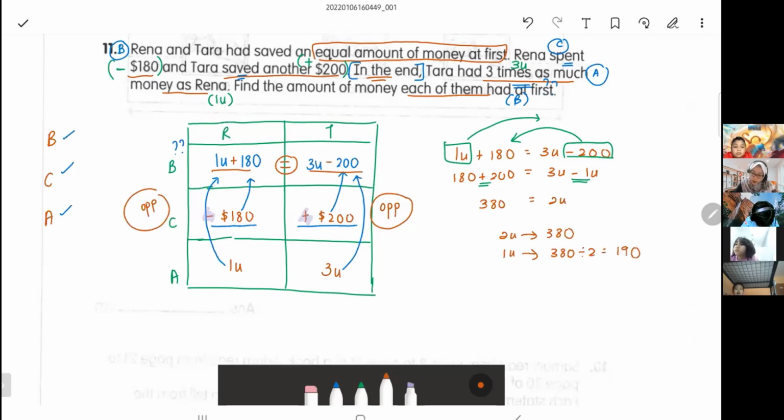Then I want to find how much money they have at first. So either you go and find this one or you go and find this one. I want to do this because it's easier. So it's 1 unit plus 180. And 1 unit is 190 plus 180 equals 370. How much do they have at first? $370. That's my answer.